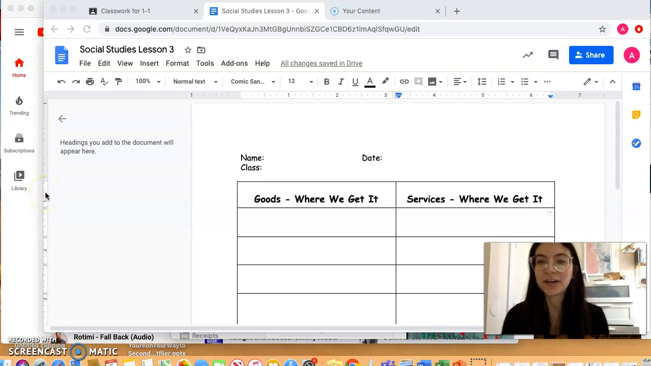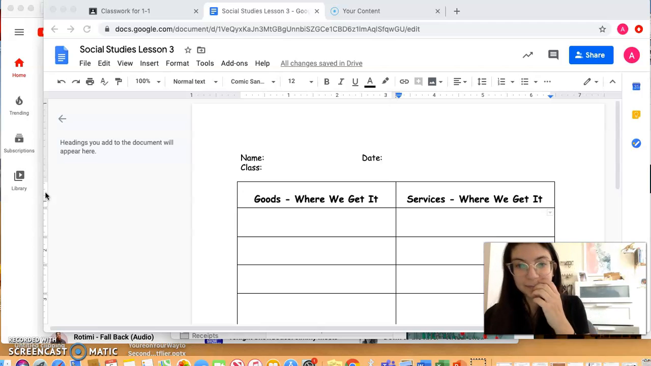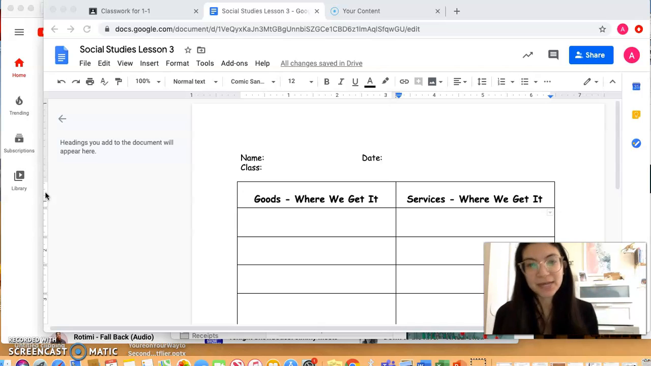So we are going to be talking about goods and services again, but we're going to be talking about where you can get certain goods and services. You guys did such a good job giving me examples of goods and services. Now we're going to go a little further by talking about where you can get them.